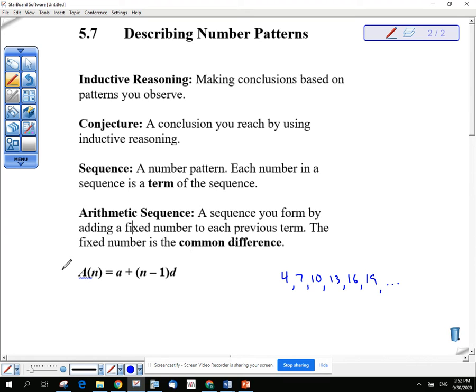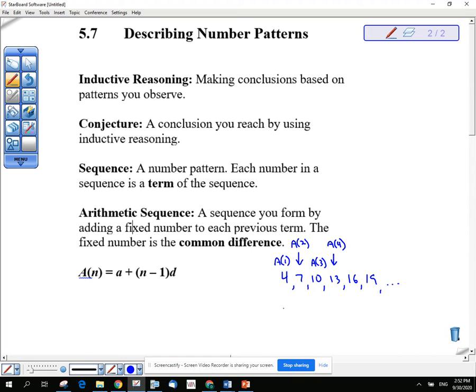Now, in function notation, like they're giving us here, and by the way, Algebra 2 changes this, and rather than a of n, they do a sub n. I'll show you what that means in a second. But basically, the way our book does this is a of 1, using that function notation. This is a of 2. 10 is a of 3. This is a of 4.